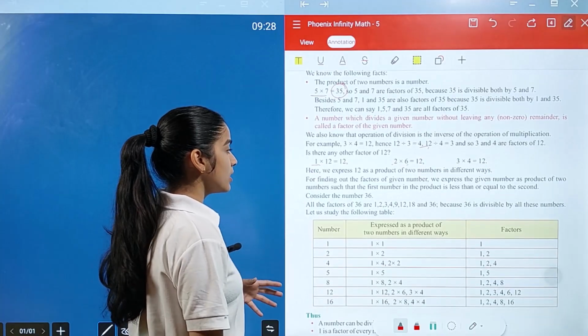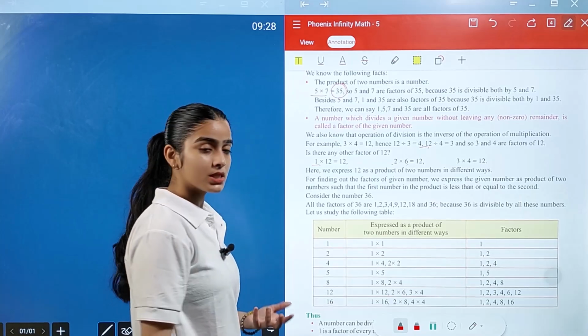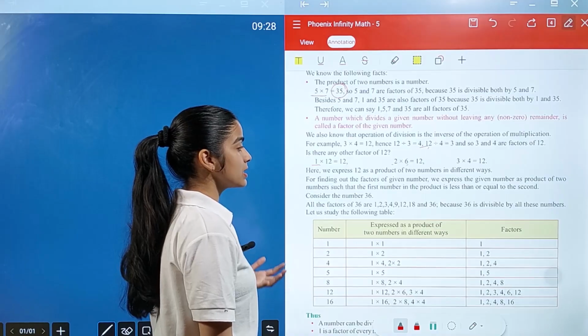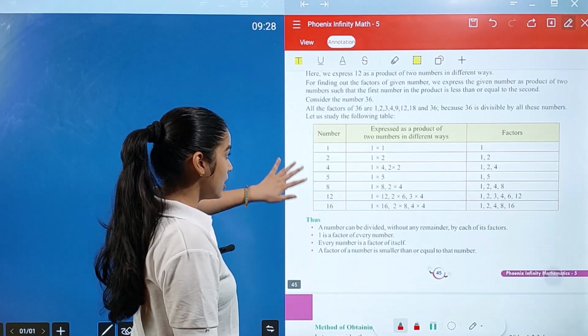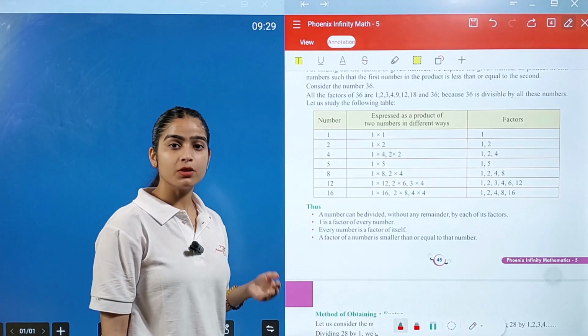So we express 12 as a product of two numbers in different ways. For finding the factors of given numbers, we express the given number as a product of two numbers such that the first number in the product is less than or equal to the second number. By doing this, we can easily identify the factors of the given number.